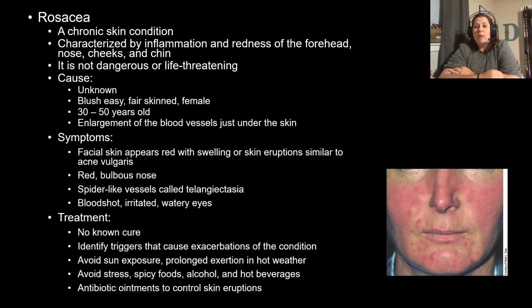The skin erupts similar to what we saw with acne vulgaris. We see that they will develop a very red and bulbous nose that also starts to get real ruddy looking. It becomes very uneven. Okay, we also see spider-like vessels. These are called telangiectasia. We also see bloodshot, irritated, watery eyes may be present.